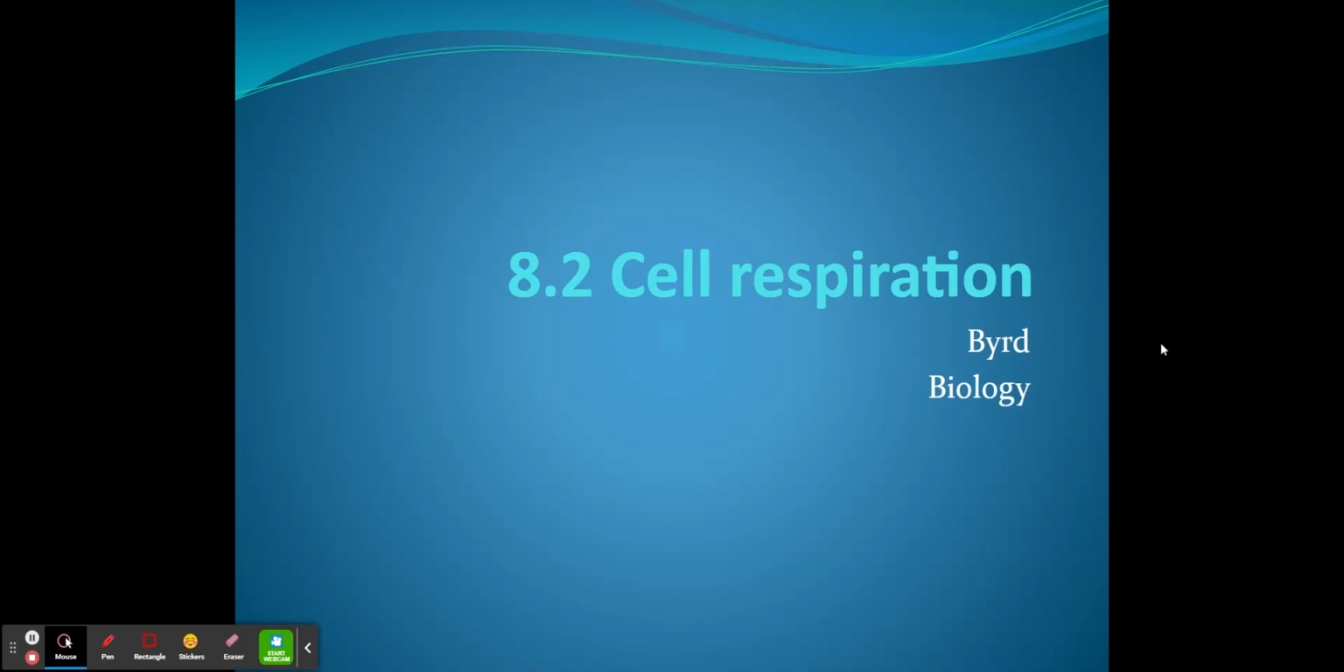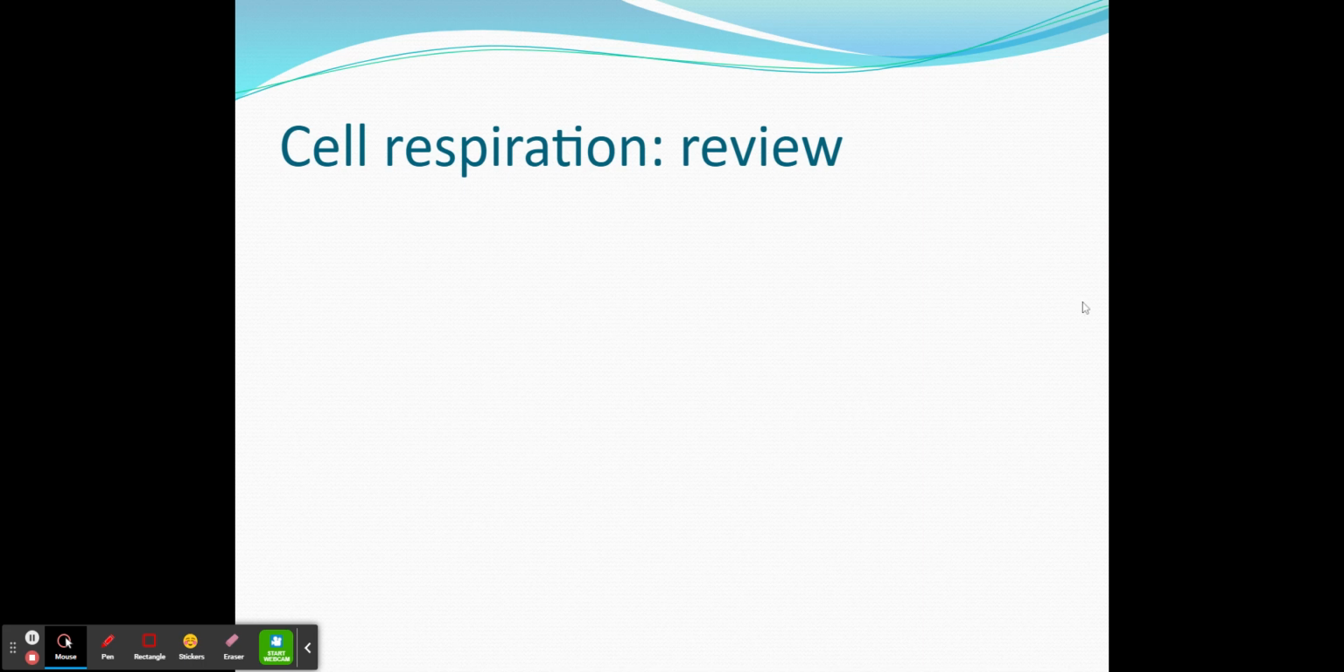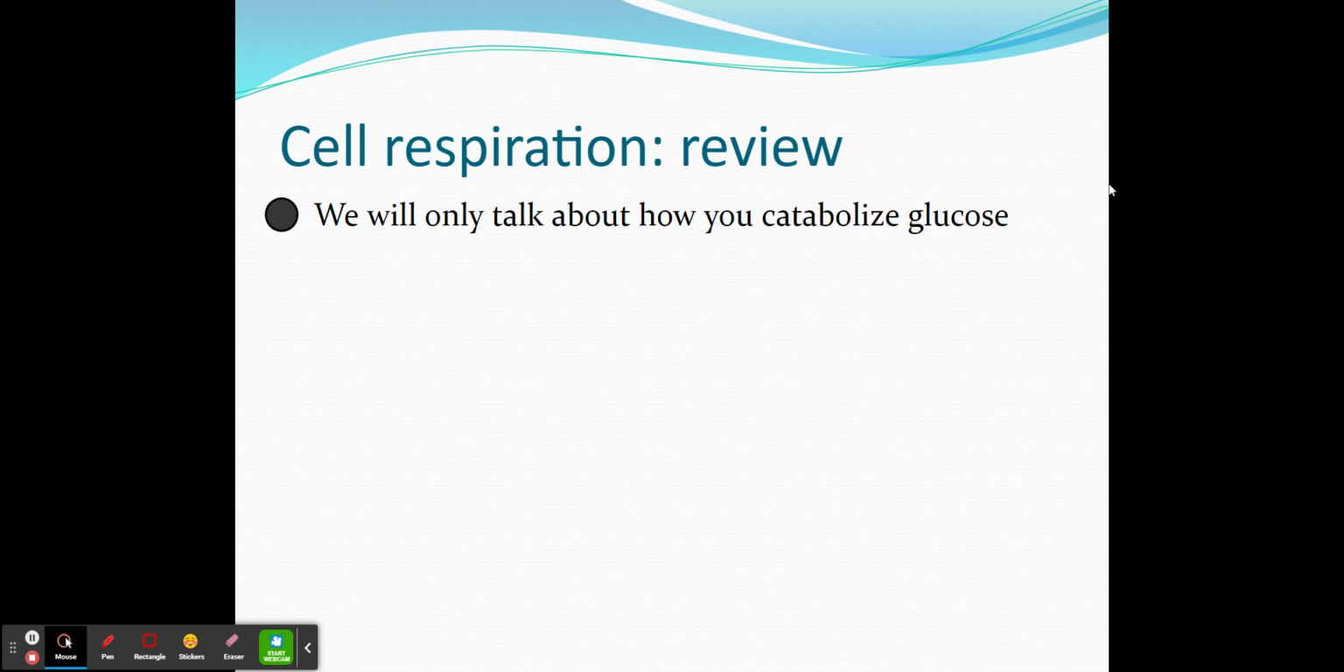All right, 8.2 cell respiration. How do we extract the energy from sugar to produce ATP to power basically everything in our bodies? All right, so things you should know about cell respiration.